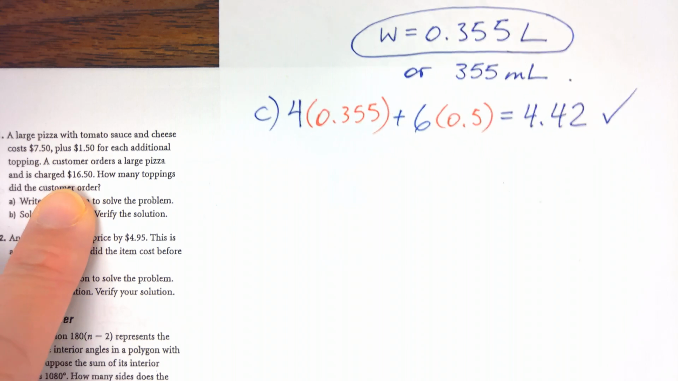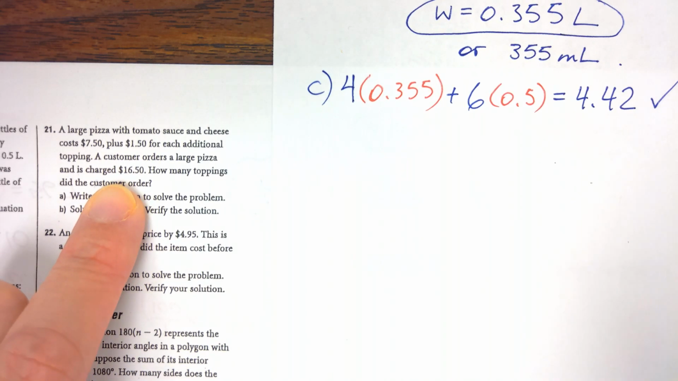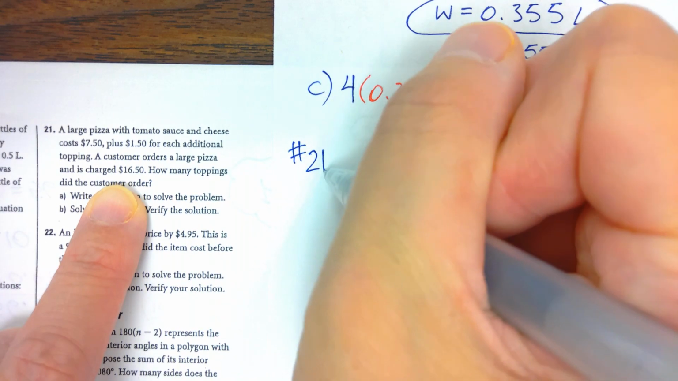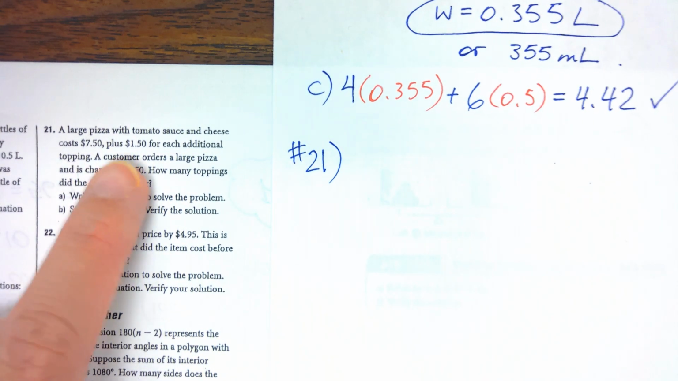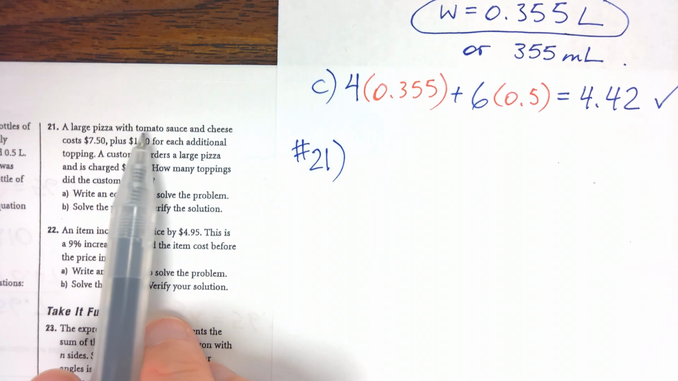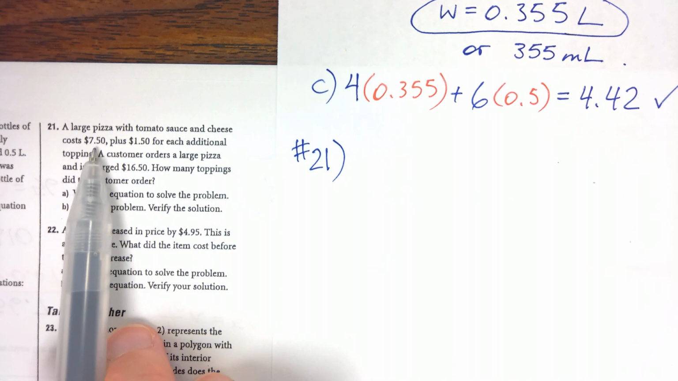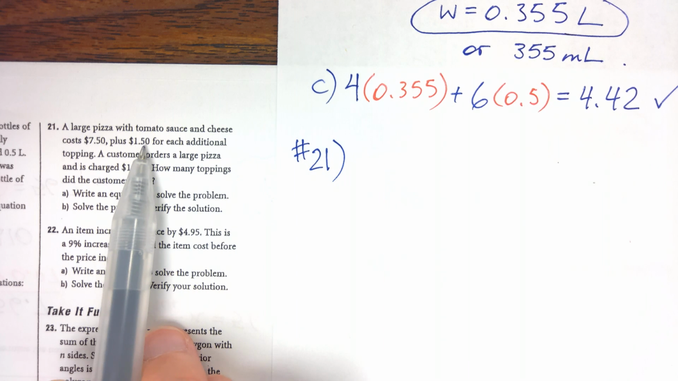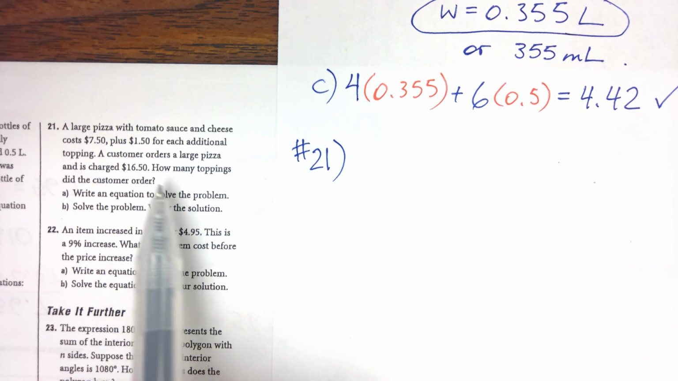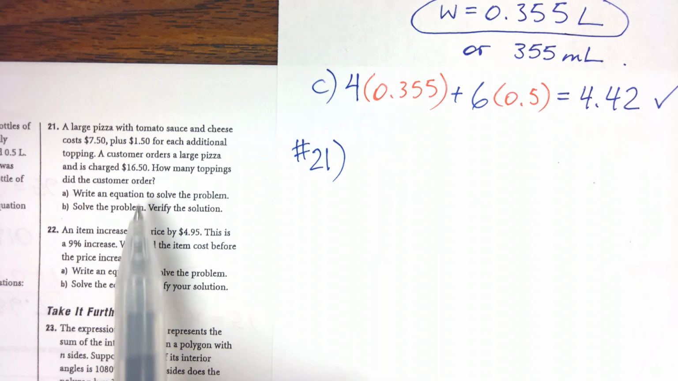21. Okay, number 21. A lot of time you'll see this question, even in grade 10. Very common one. A large pizza with tomato sauce and cheese costs $7.50, and then each additional topping is $1.50. A customer orders a large pizza and is charged $16.50. How many toppings did they order?